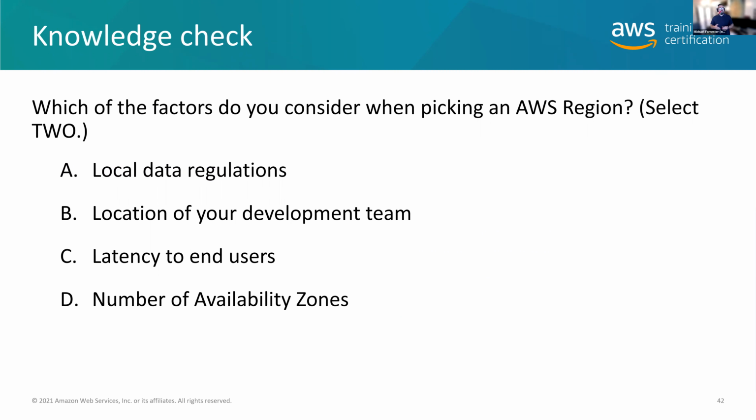Okay, which of the factors do you consider when picking an AWS region? So I'm going to give you a hint here: service availability isn't here and cost isn't here. What are the other two that we talked about that will influence which region you will choose?